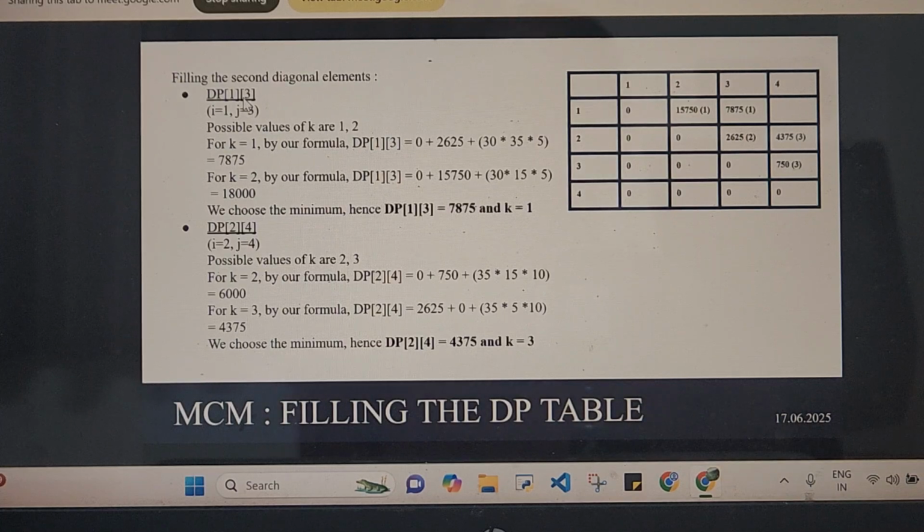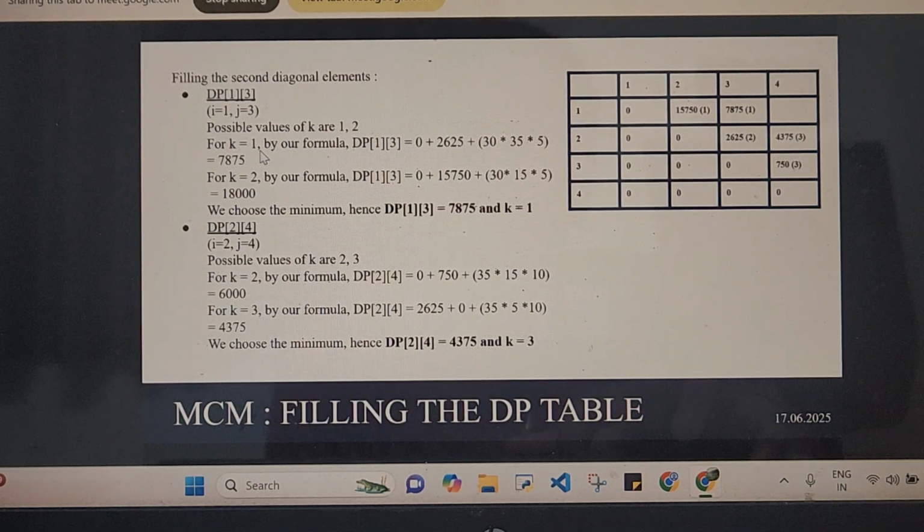Now what does this mean? dp[1][3] means the minimum number of multiplications required to do a1 into a2 into a3. Now if k equals 1, then what we are doing is a1 times (a2 a3). So you are doing a2 a3 first, and then you do a1 times that. If k equals 2, then what you are doing is (a1 a2) times a3. So it's the same thing. We saw that ABC example, right? It is A times BC versus AB times C. That is what this k indicates.